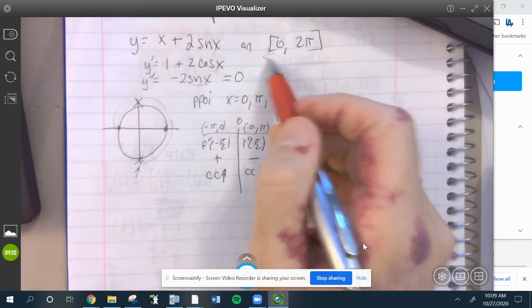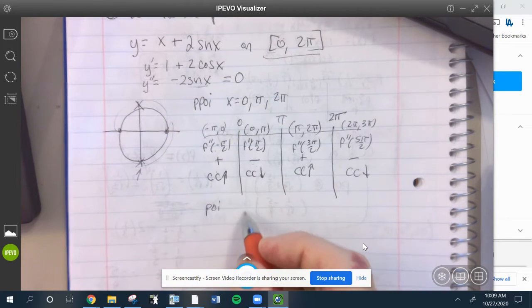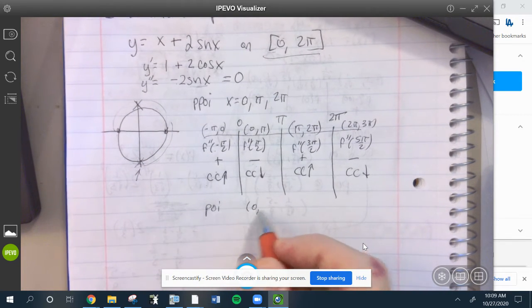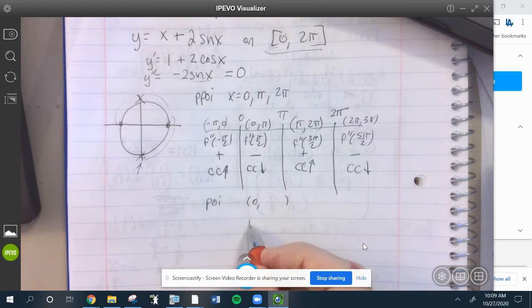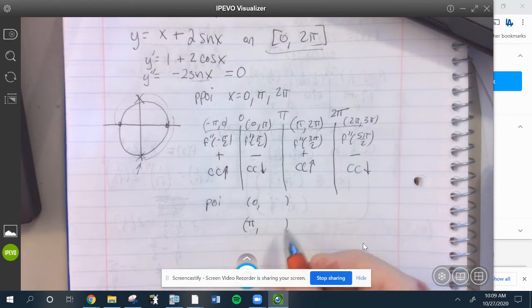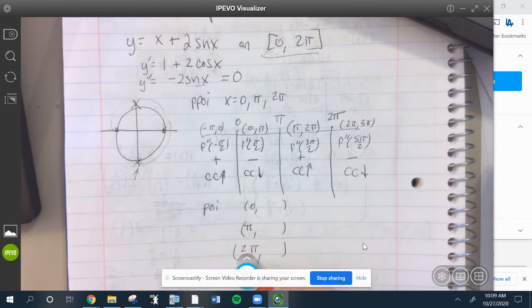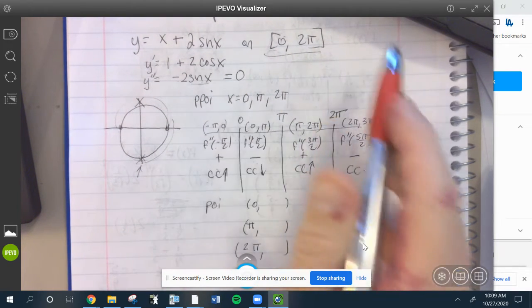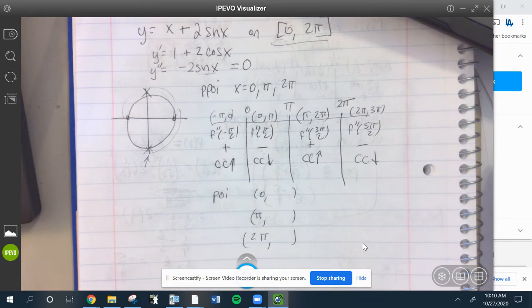So in this interval, we're going to use points of inflection. We're going to call them 0, comma, pi, comma, and 2 pi, comma. But if we're expanding this interval, it's every single multiple of pi, 8 pi, even.